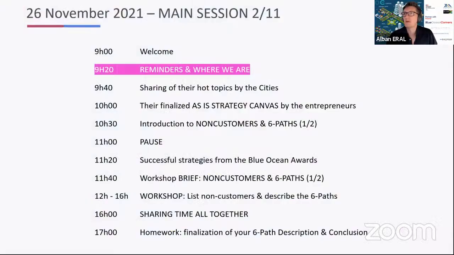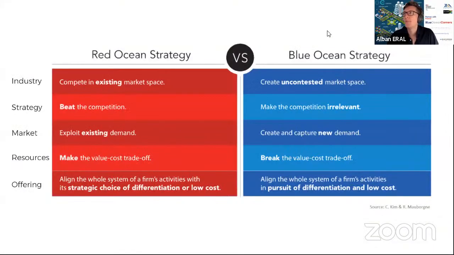So some reminders regarding what we have shared last time and what we have done in the last session. You have some quick comparison between what is a red ocean strategy, what is a blue ocean strategy. So as we shared last time, with blue ocean strategy, the objective is to find an uncontested market space, a new one, to create your own space, your own market, and going out of the existing space. So it's not about beating or following strategies from the competition. It just makes all these strategies irrelevant.